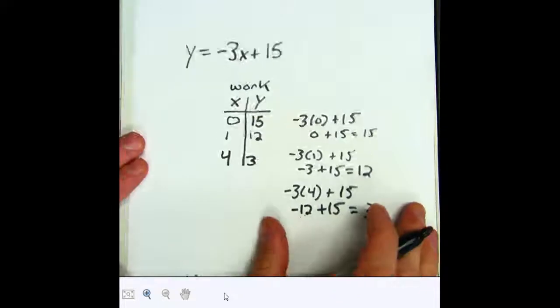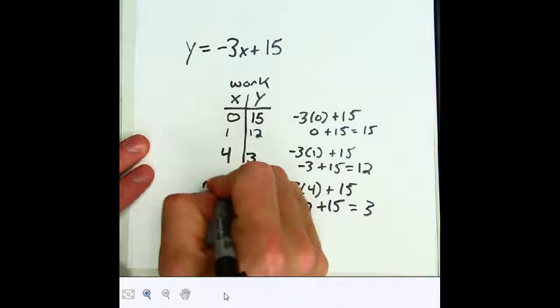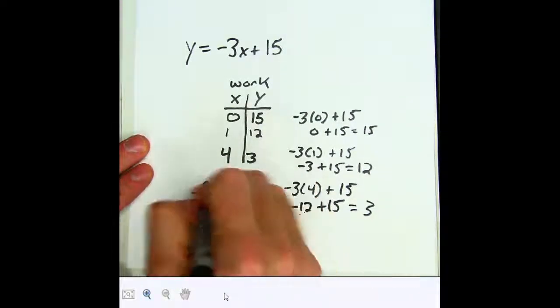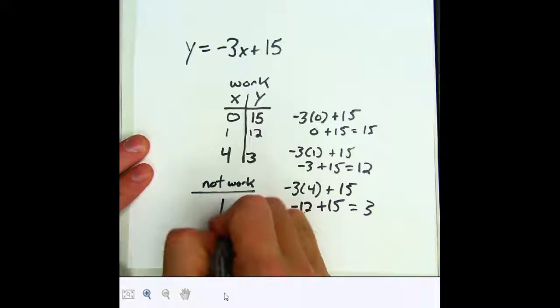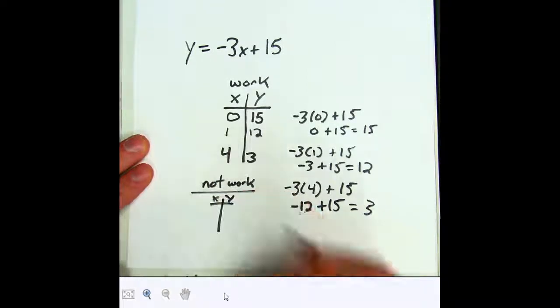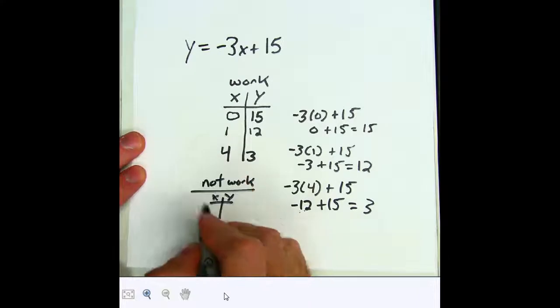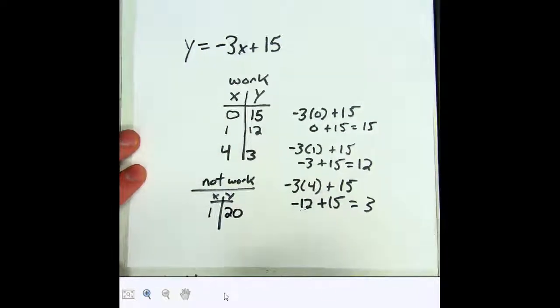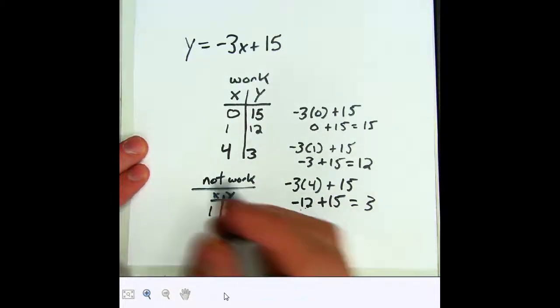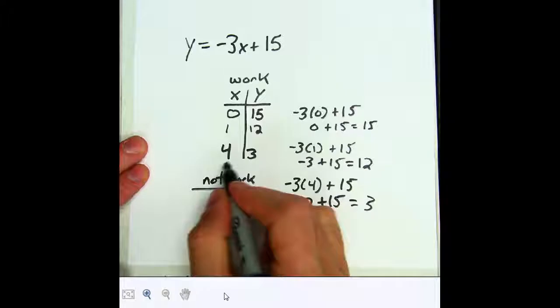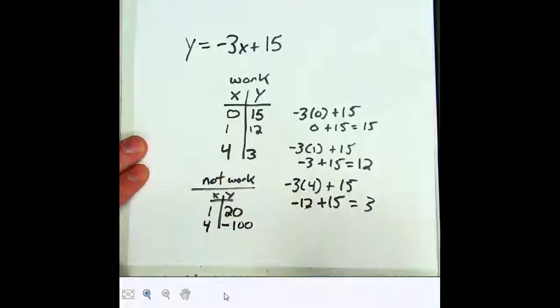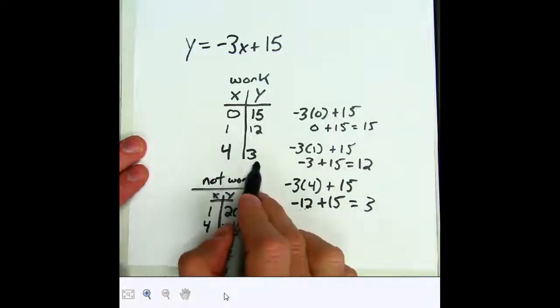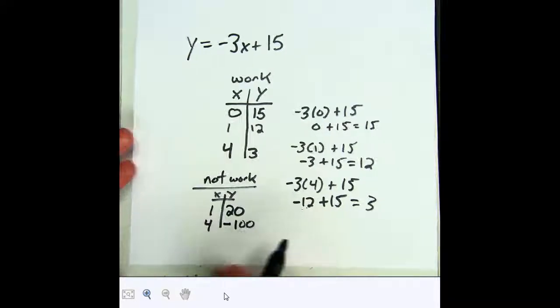All right, so not work. This is easy. You could just take x's that you've done, such as 1. I've created 1. You know 1's supposed to be 12, so I'm just going to write 20. That can't work because we already know it's 12. So I can choose 4. I'm going to write just negative 100. It's very easy because I can see 4 is supposed to equal 3, so one that wouldn't work is negative 100. So that's how you can do it.